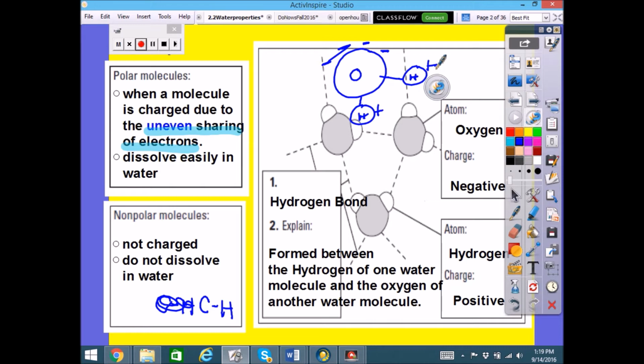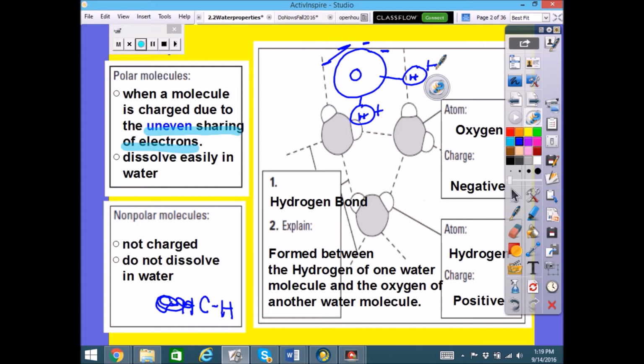Now, because it is polar and it has those negative and positive charges, it makes it very reactive. It likes to attach to things. And so because of that, water is going to dissolve things easily. It's going to grab onto salt, break it apart, and dissolve it in water. So that's why it does mix and react with things quite easily.